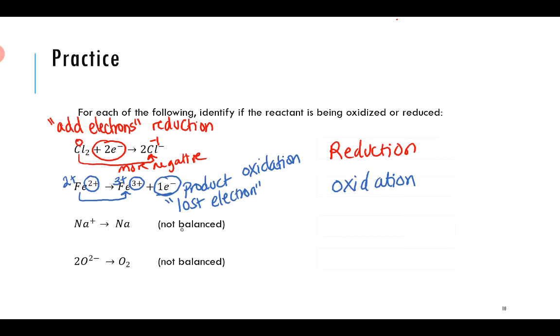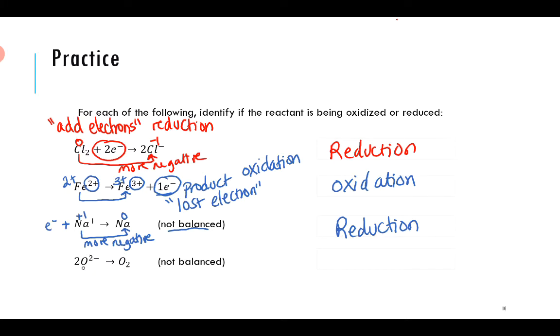Now let's look at these other ones. It says not balanced on them. And so they're not balanced, and we can't look at where the electron is. We have to decide where the electron is. Here we have sodium going from being a +1 to a 0 oxidation state, and so it's becoming more negative. It's not actually negative yet, but it's becoming more negative. Since it's becoming more negative, this is reduction. And so in order to balance this equation, I would need to add 1 electron in order to decrease from +1 to 0.